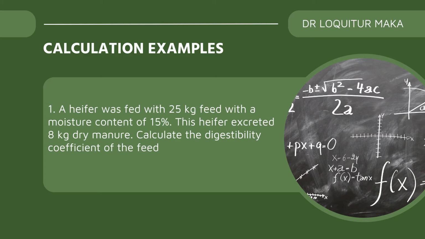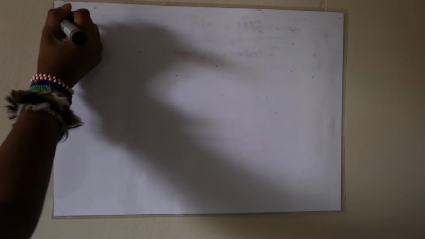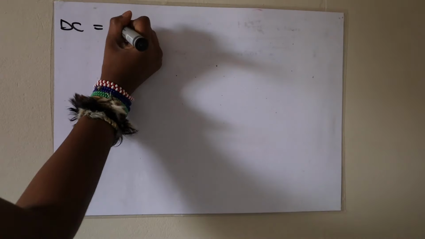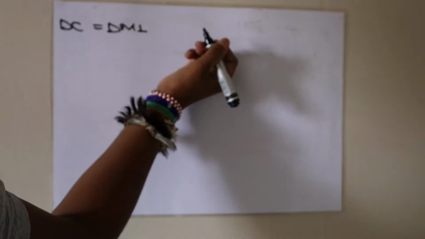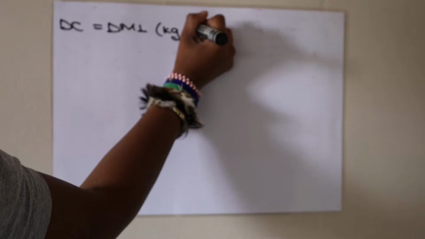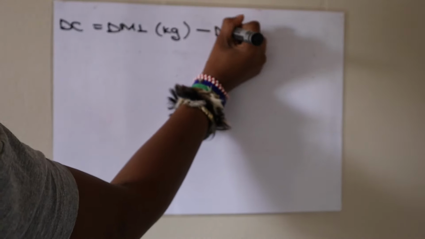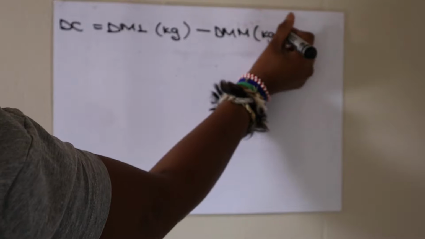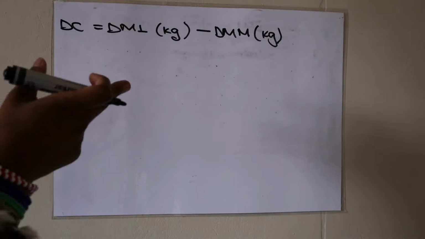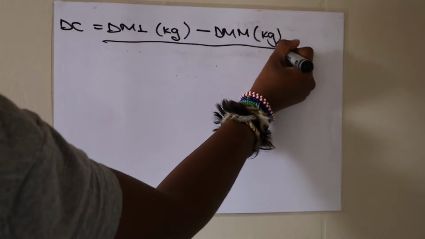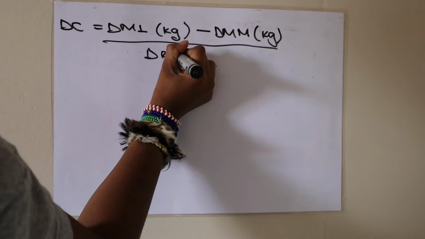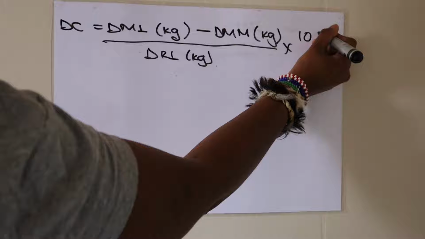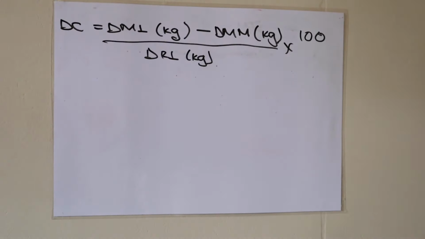Now remember, with the formula, for us to get the digestibility coefficient, we subtract the dry matter of the manure from the dry matter intake. This should be in kgs, obviously. Minus the dry matter of the manure, which will also be in kg. Then you divide that by the dry matter intake, what has been ingested by the animal. Then because we need this in percentage, we multiply it by 100. So obviously this one is divided by 1.